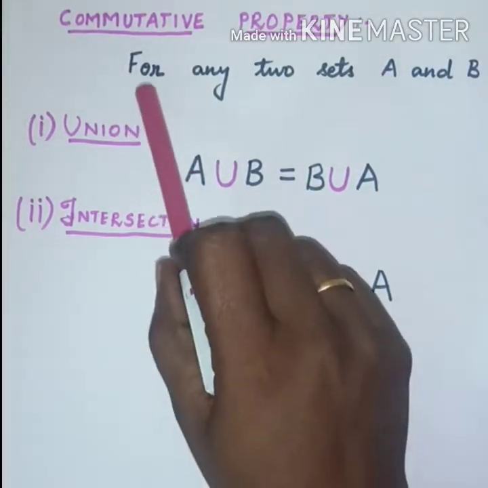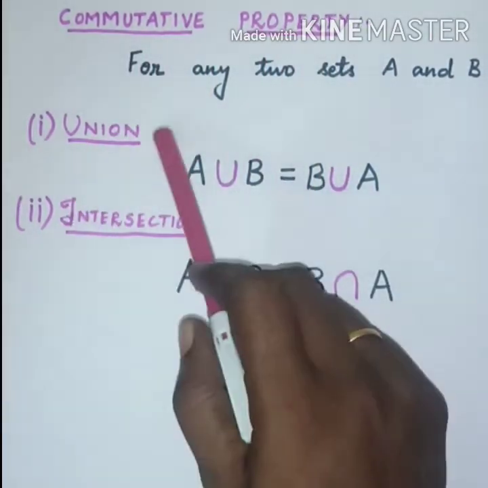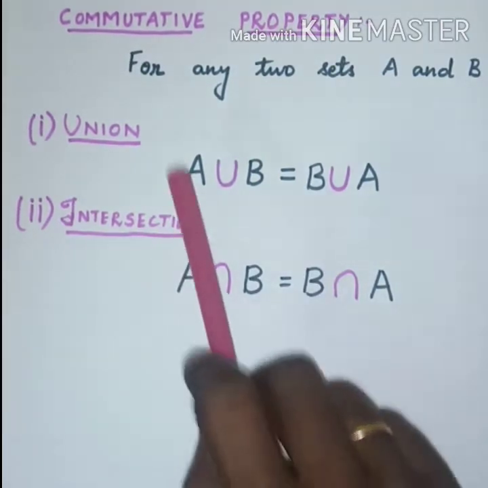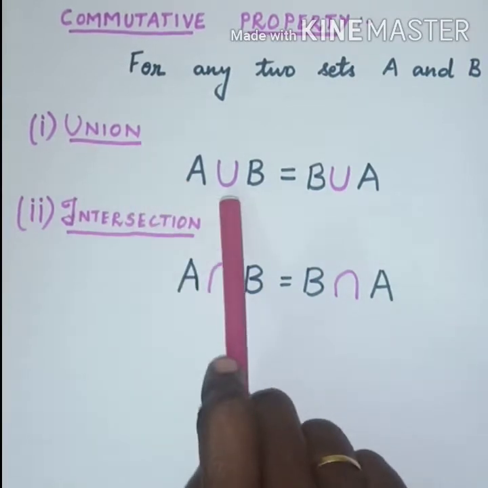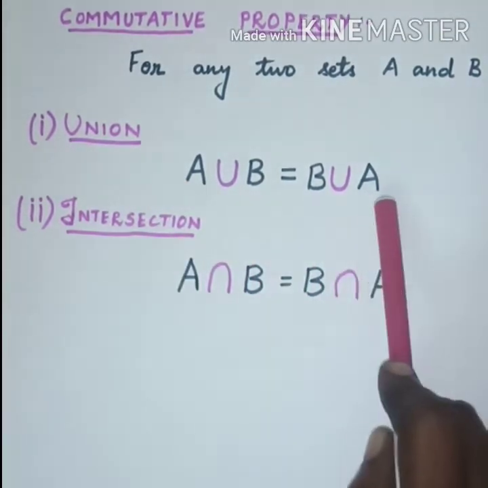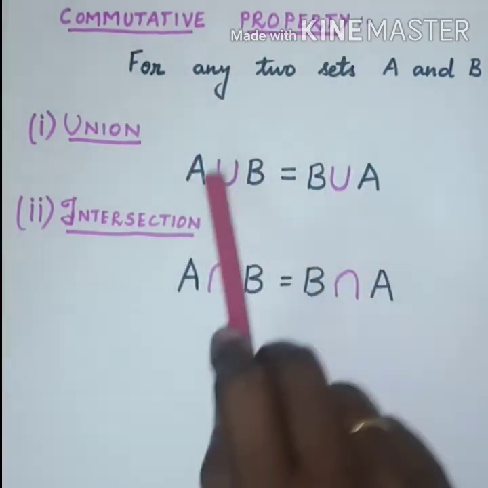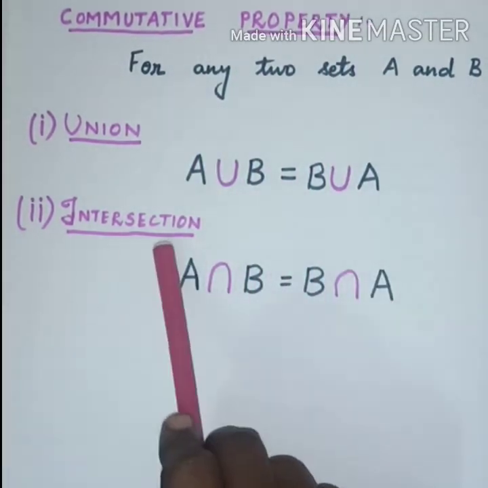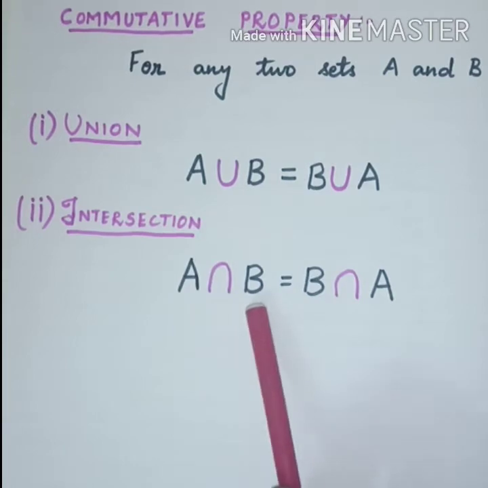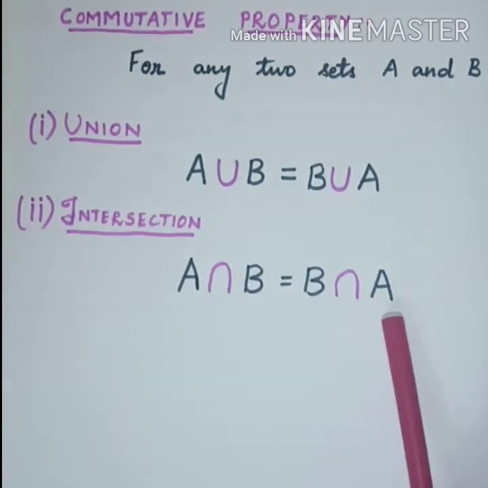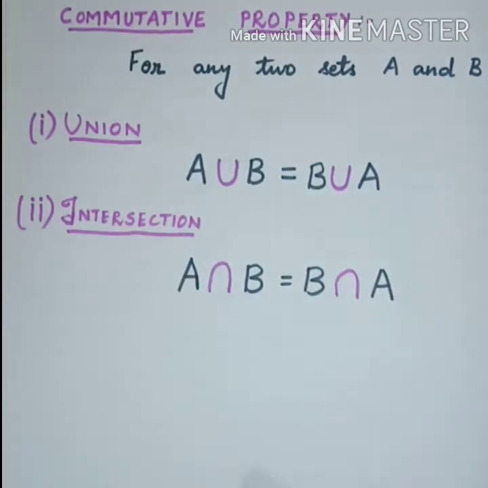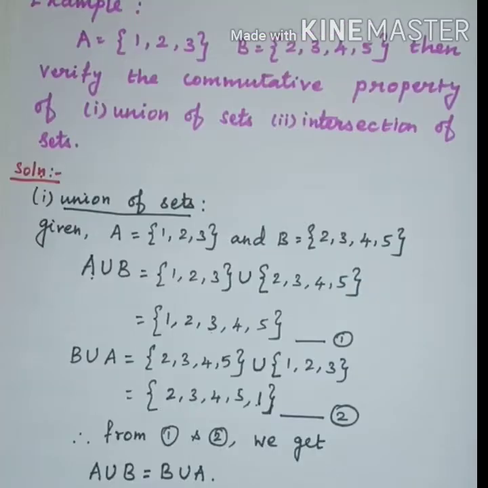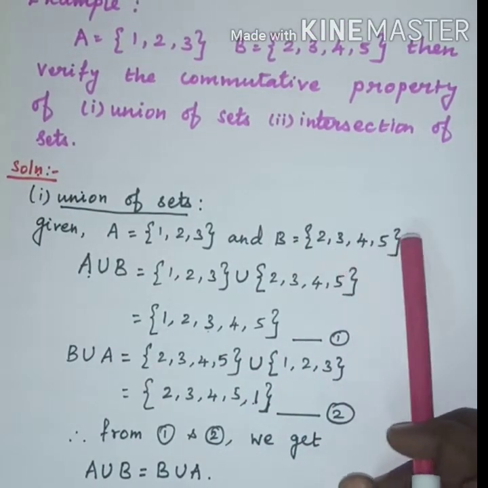First, we will revise commutative property for union of sets and intersection of sets. For any two sets A and B, A union B is equal to B union A. This is the commutative property for union of sets, and A intersection B is equal to B intersection A. This is the commutative property for intersection of two sets. This is a very important 2 mark sum.